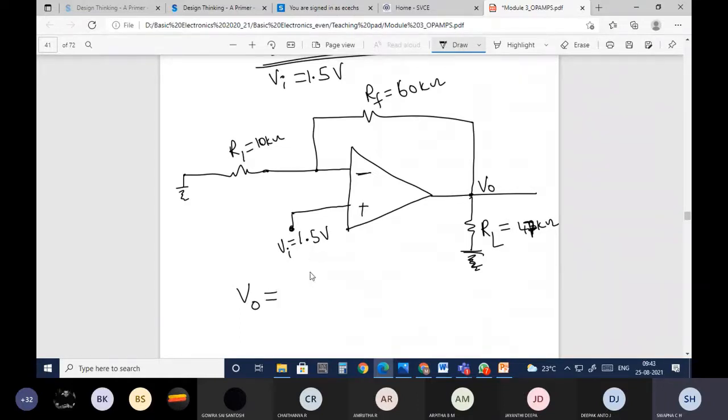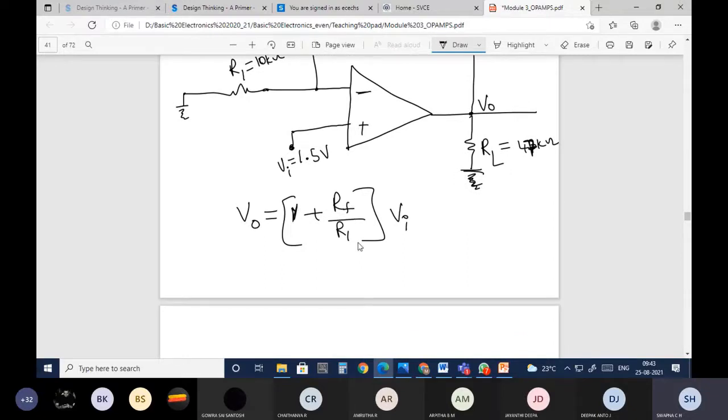How will you find V0? For the non-inverting amplifier circuit, you know the final expression for the non-inverting amplifier which you have got: V naught is equal to 1 plus RF by R1. This is what I have told you to remember. 1 plus RF by R1 into Vi. This is the output voltage. So you know RF, you know R1, you know Vi.